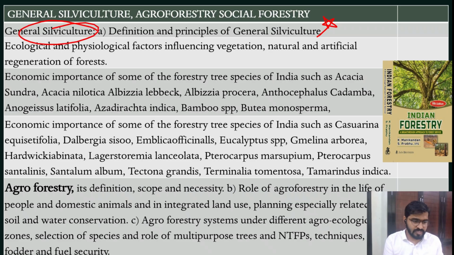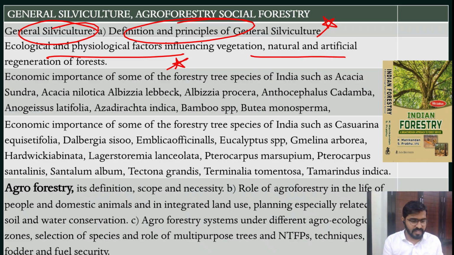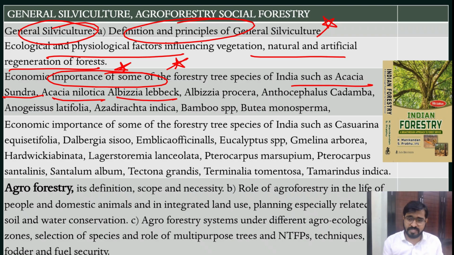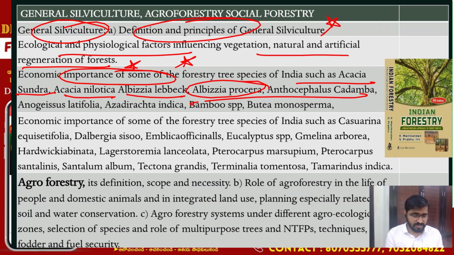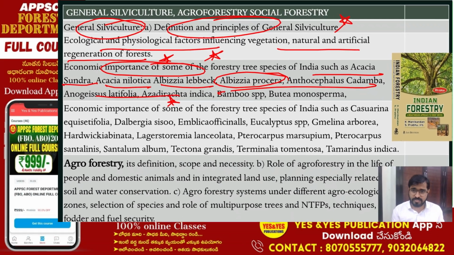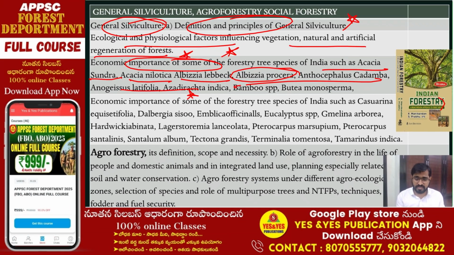And here general silviculture and their definition and principles, ecological and physiological factors influencing the vegetation, and natural and artificial regeneration of forest, and మీకు ఇంకా డిఫరెంట్ ఎకనామిక్ ఇంపార్టెన్స్ ఆఫ్ డిఫరెంట్ స్పీసీస్ అడుగుతారు. ఆల్బిజియా, అకేషియా, నిలోటికా, ఇంకా ఆల్బిజియా లెబక్ గురించి, అలా డిఫరెంట్ స్పీసీస్ గురించి మీకు చదవాల్సి ఉంటుంది. ఈ స్పీసీస్ మీరు యూ కెన్ గెట్ ఇన్ దిస్ మణికందన్ బుక్. అండ్ అలా ఇంకో ఎకనామిక్ ఇంపార్టెన్స్ డిఫరెంట్ టింబర్ స్పీసీస్ గురించి కూడా యూ హ్యావ్ టు రీడ్.